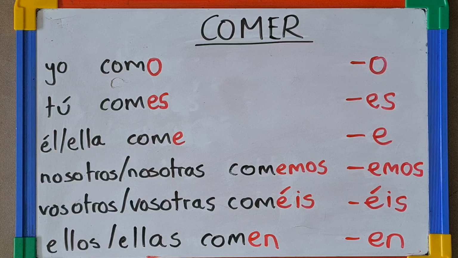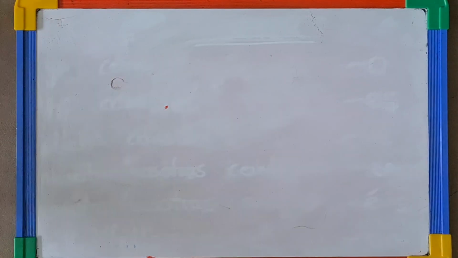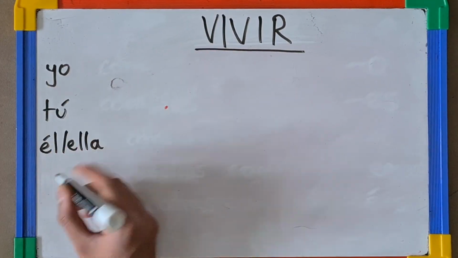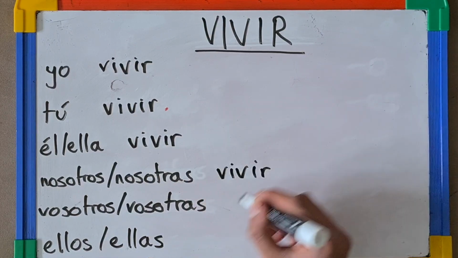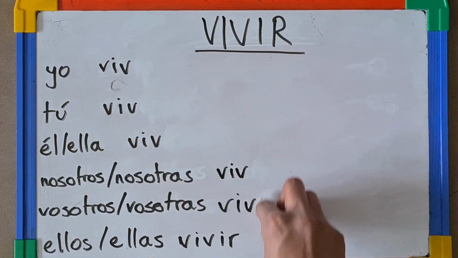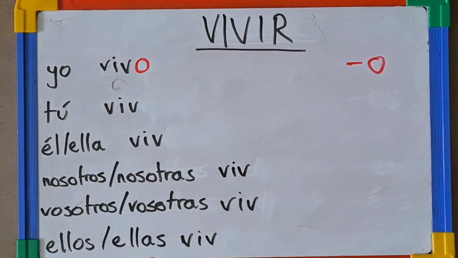Finally, we'll move on to conjugating a regular IR verb in the present tense. Vivir, to live. And you guessed it, we're going to do the exact same thing and chop off the last two letters. I live is yo vivo. One more time. I live, yo vivo.